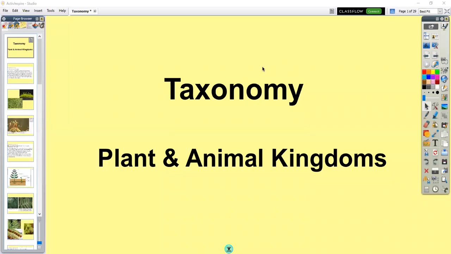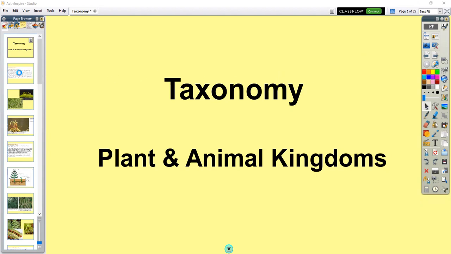This session is to do with taxonomy for A2 biology, so looking at plant and animal kingdoms. Okay, so in terms of plants, we know that they are multicellular, so made up of many different types of cells. They're eukaryotic cells, so they're normal type cells. They have a cellulose cell wall. They can photosynthesize using chlorophyll, and they are reasonably differentiated.